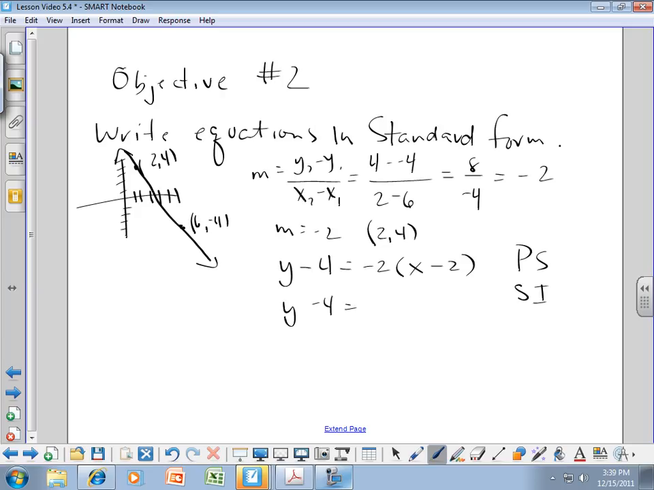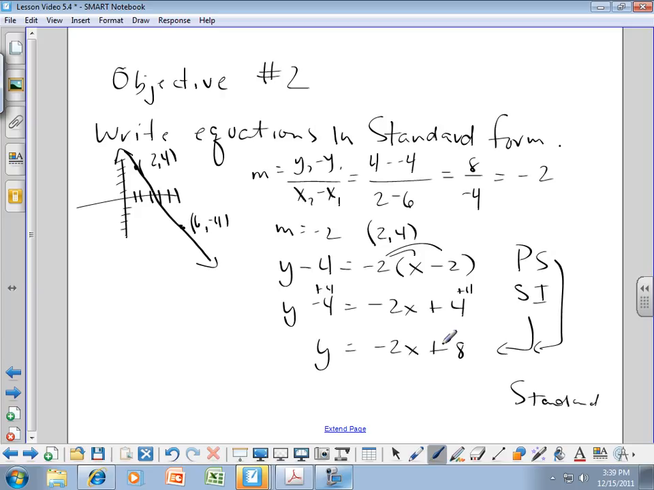Y minus 4, I'm going to distribute that negative 2, negative 2x plus 4. Well, let's get y by itself. We're going to add 4 to both sides in order to do that. And then we've got y equals negative 2x plus 8. And now I've gone from point slope to slope intercept. Well, I want to get to standard.